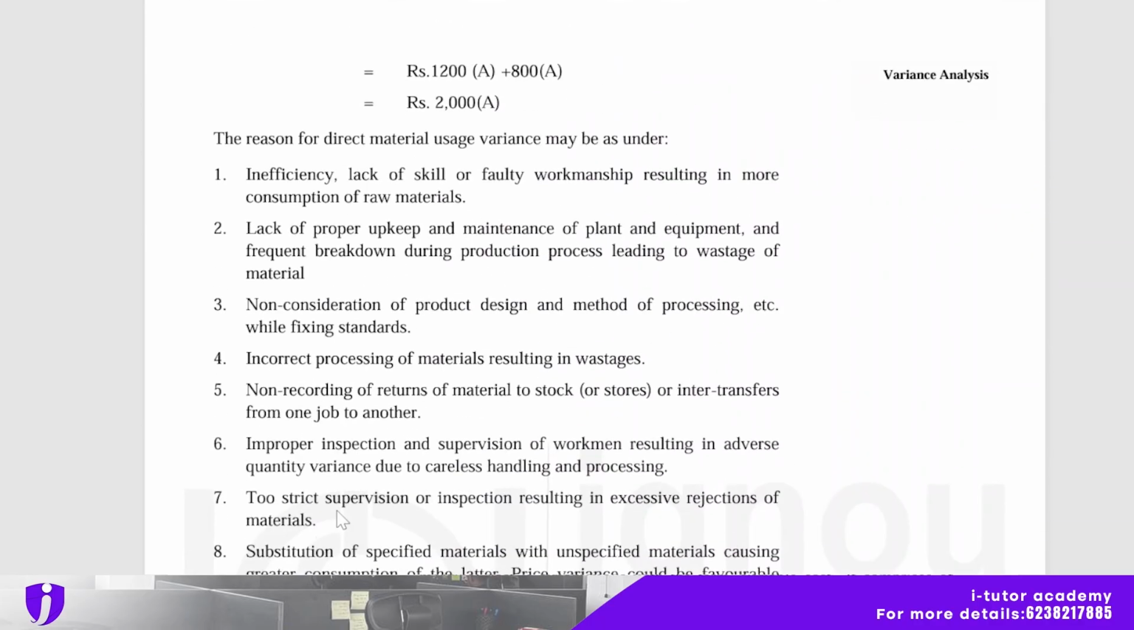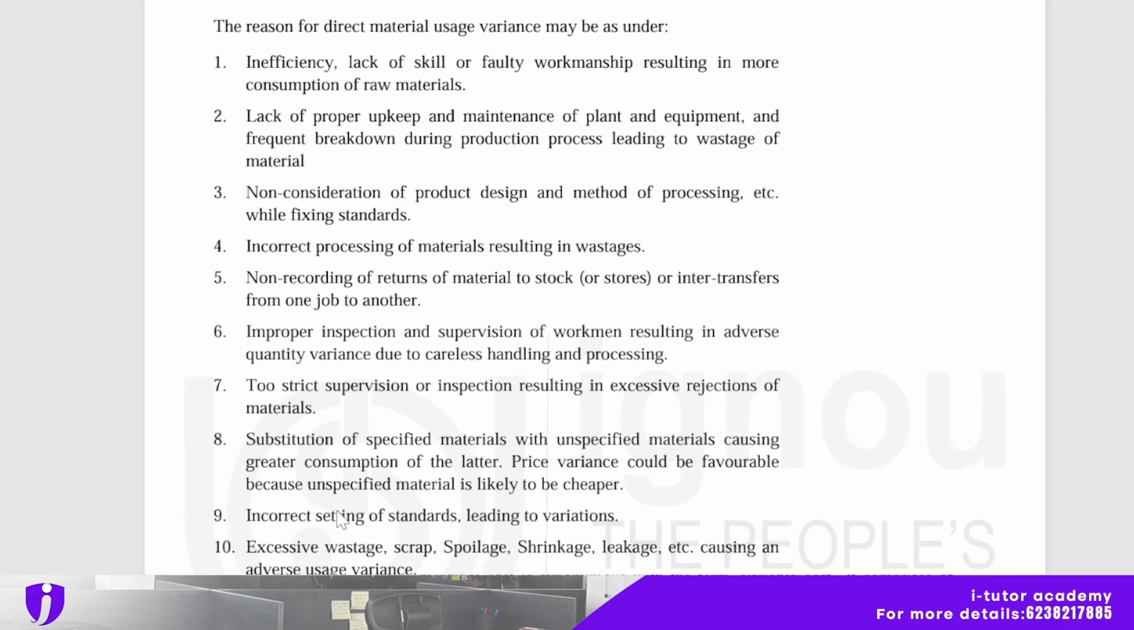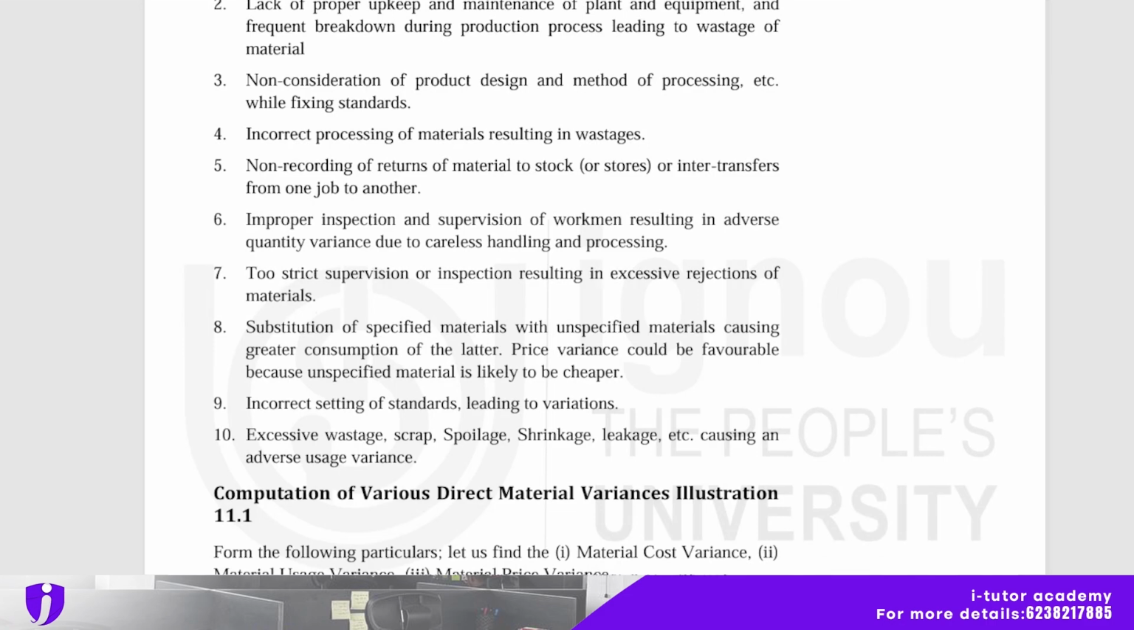The reasons for direct material usage variance may be as follows: inefficiency and lack of proper upkeep and maintenance of plant and equipment, and frequent breakdowns during the production process leading to wastage of material; non-consideration of product design and method of processing while fixing standards; incorrect processing of material resulting in wastages; non-recording of return of material to stock or stores, or inter-transfers from one job to another; and improper inspection and supervision of workmen resulting in adverse quantity variance due to careless handling and processing.